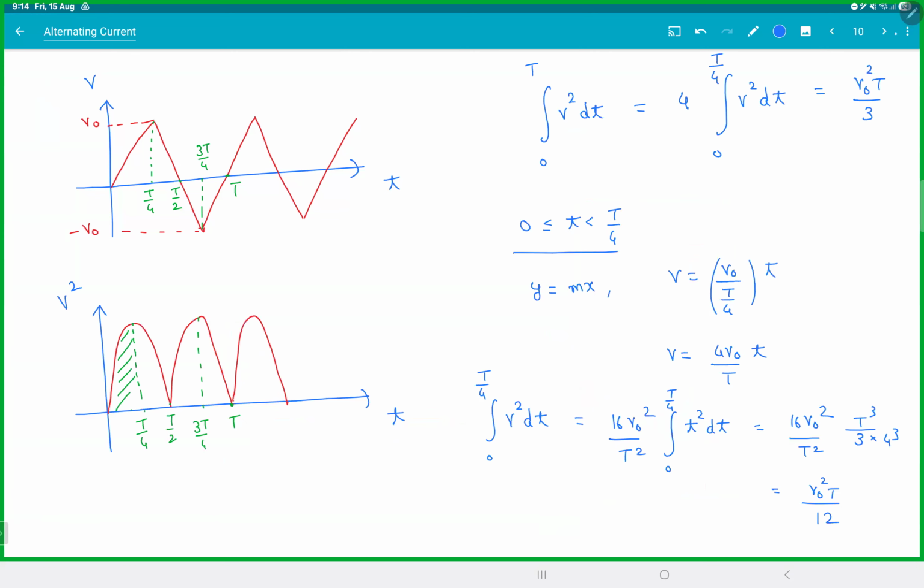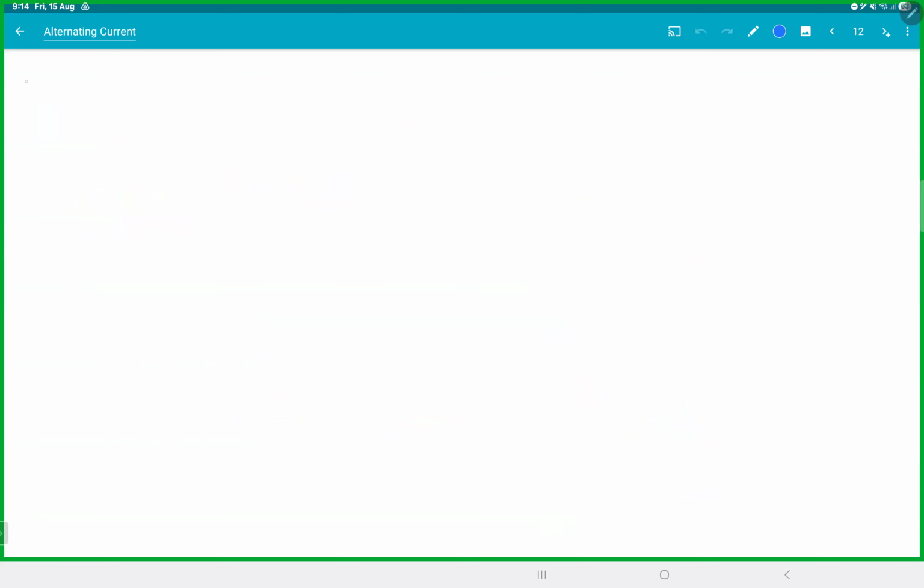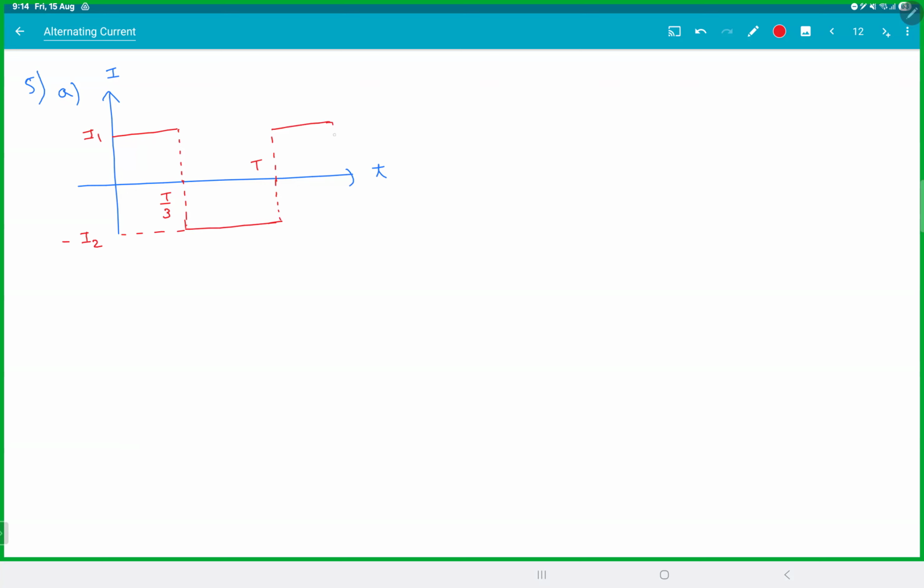Now, if they really want to do something more, you can make up something of this sort. What if I give you a function like this? Let's say we have a current here flowing as I1, for a time of T by 3. Then the current is minus I2 for another time. Again, it repeats. Find IRMS for this.